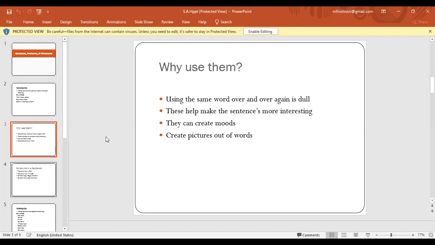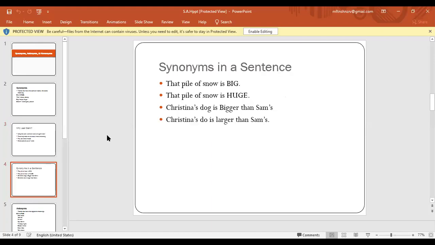So, synonyms in a sentence, you can see that pile of snow is big, that pile of snow is huge. Christian's dog is bigger than Sam's, and Christian's dog is larger than Sam's. So, you can see big, huge, bigger, larger. It's the use of synonyms in a sentence.